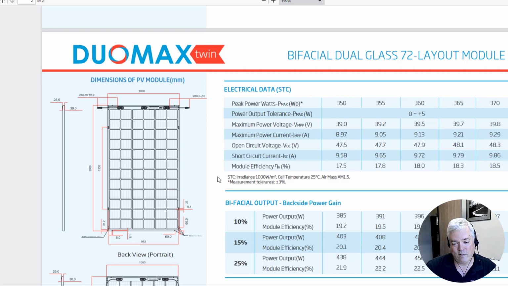The reason it's a safety factor, though, is that 1,000 watts per square meter is a really, really bright day, and a cell temperature of 25 degrees Celsius is a relatively cool day. And those two things usually don't go together. If it's bright, it's summertime, and it's hot.